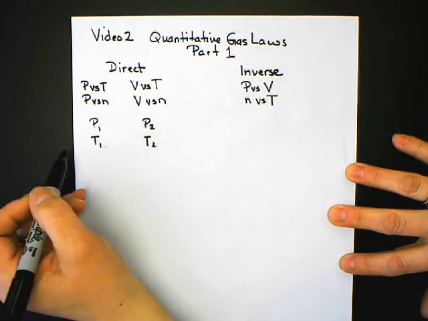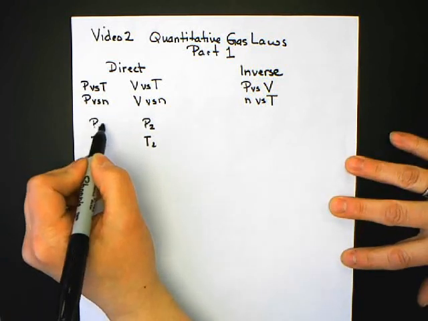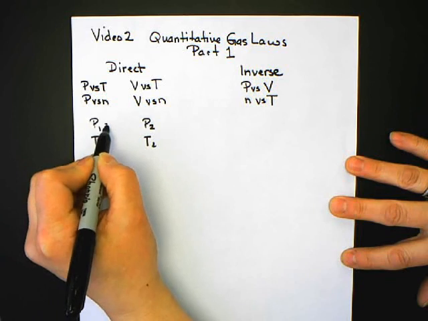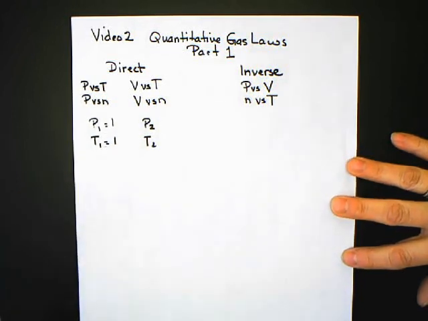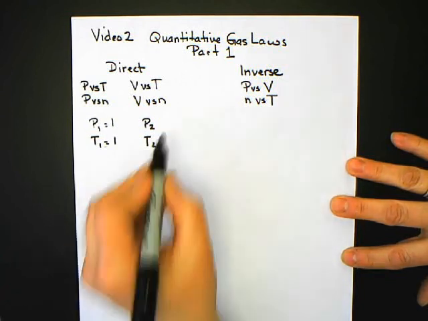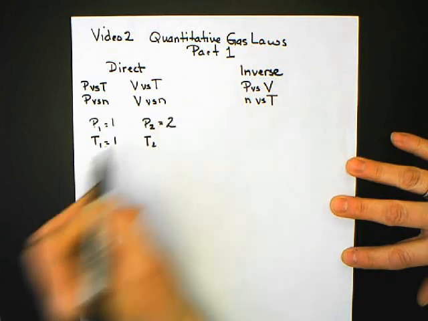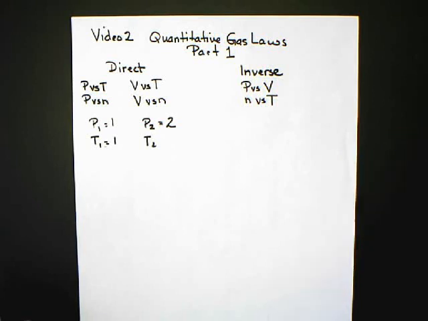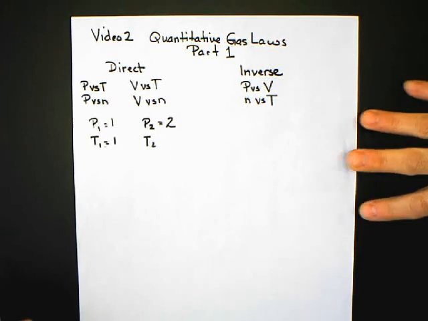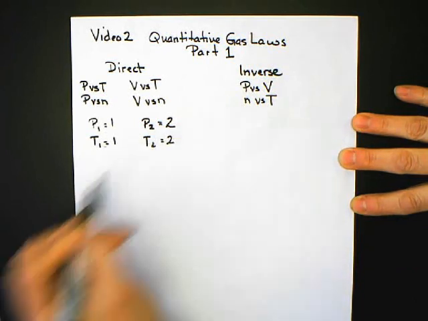Similar to what we did when we talked about concentration. So let's keep things simple. Let's say that my starting units are 1 and 1 for both temperature and pressure. Well, what's going to happen to temperature if pressure doubles? Since it's a direct relationship, as one goes up, the other goes up. So if pressure doubles, what happens to temperature? Temperature also needs to double. So that gives us some numbers to work with.